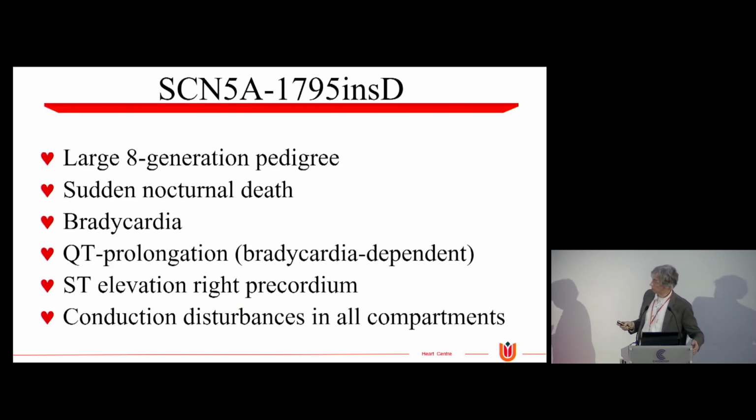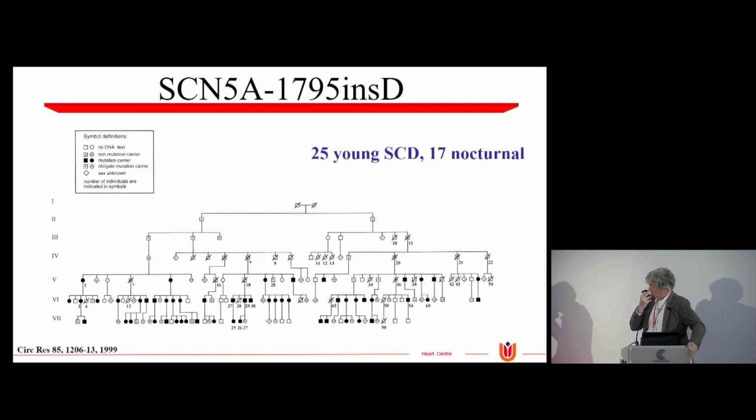Now, this large family that we described in 1999 was an 8th-generation pedigree with sudden nocturnal death, with bradycardia, with QT prolongation that was typical of LQT3 and bradycardia dependent, and with ST segment elevation over the right precordium and conduction disturbances in all compartments. This is the pedigree, and by the time we really dived into it, there were already 25 young sudden deaths, of which 17 nocturnal. This family came together when we were able to connect the different families, because initially they were just separate families.